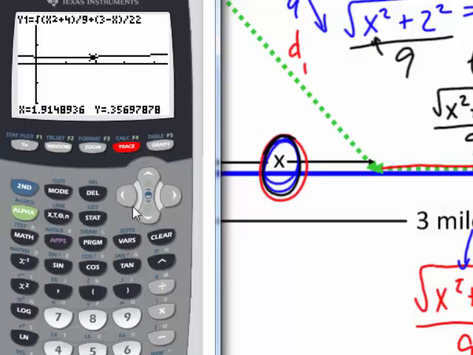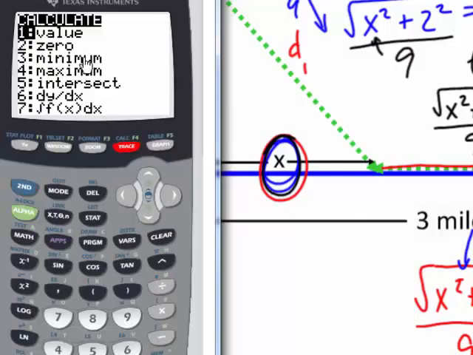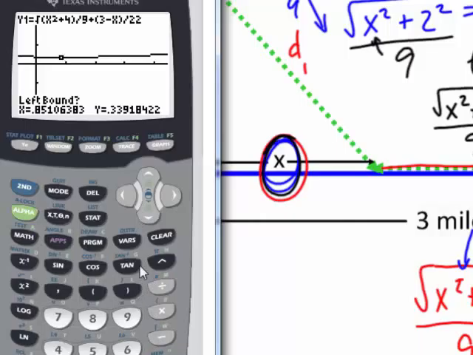And it might even help to trace just to kind of look and see what we mean by this stuff. So this is your total time of the trip. This would be the distance of that x, how far from his initial spot in that horizontal direction is being taken up here. And we want to find the minimum time. Well, we have a minimum calculation that we can use. So we can go to second calc and minimum. We've done this for the vertex of our quadratic.